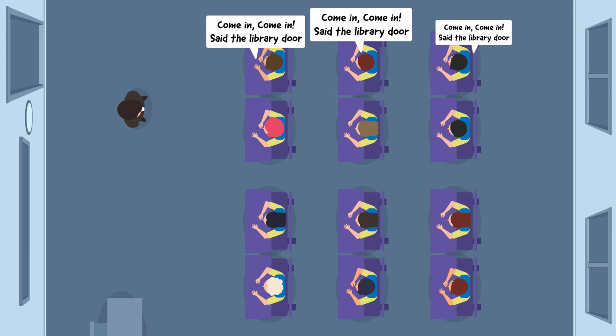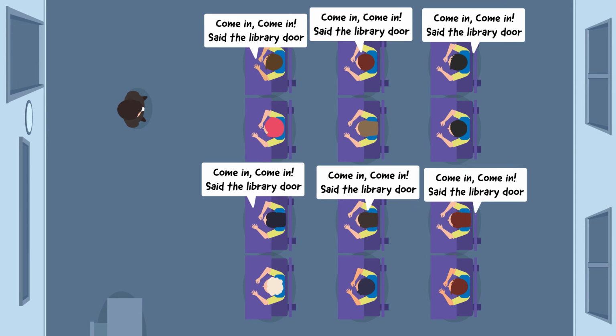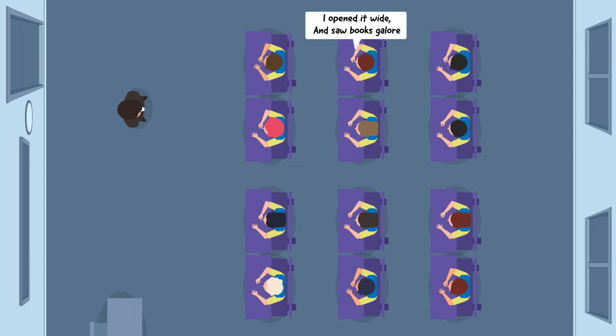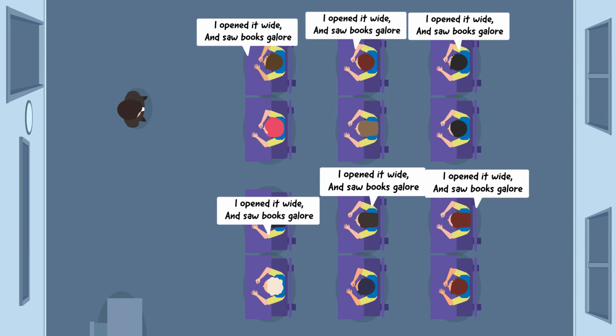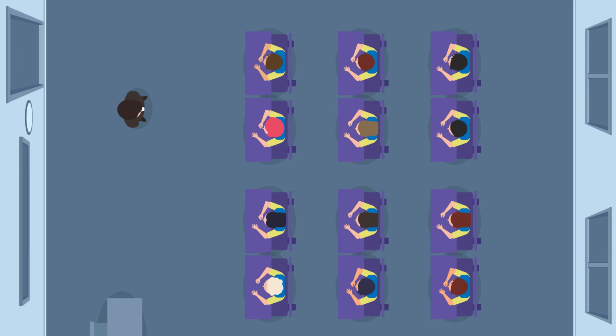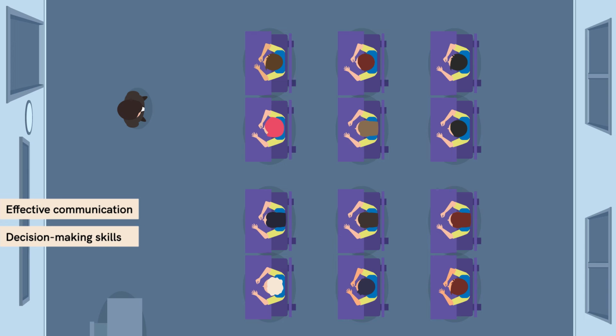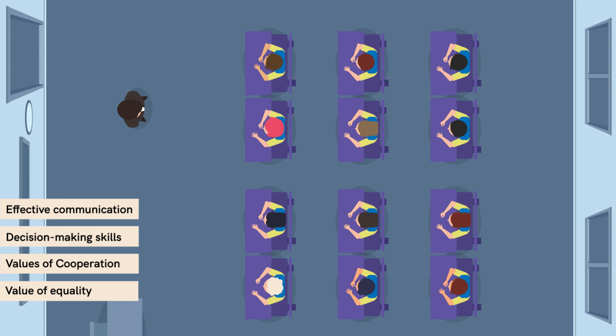The other groups will have to repeat the same lines. Then, Group 2 will recite the next 2 lines, and the other groups will have to repeat the same. Continue this activity until the entire poem is recited. This activity will help the students communicate effectively and aid in their decision-making skills. It will also inculcate the values of cooperation and equality among them.